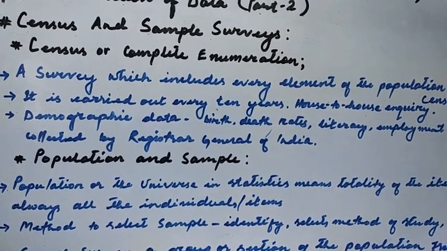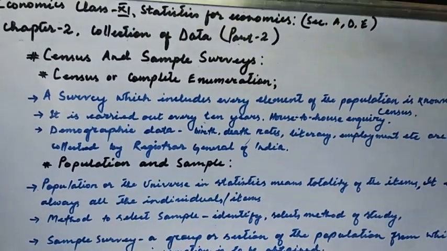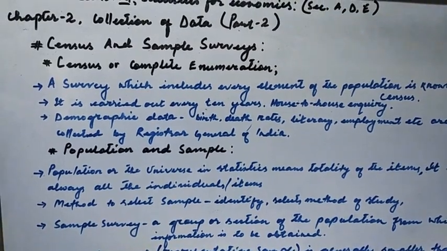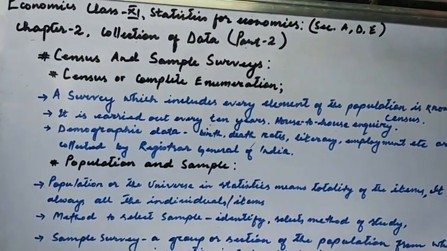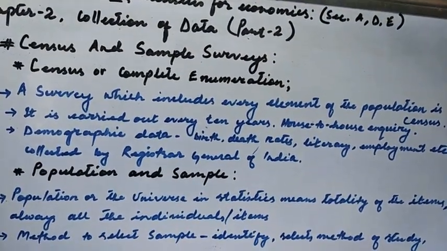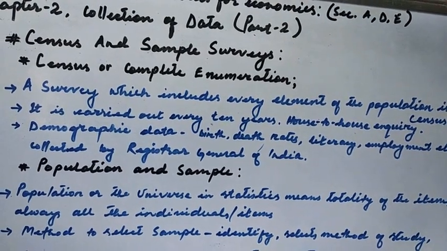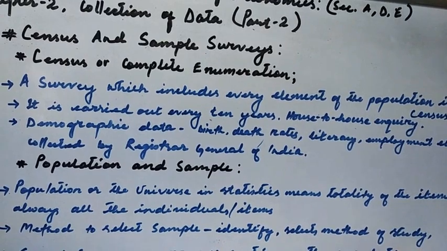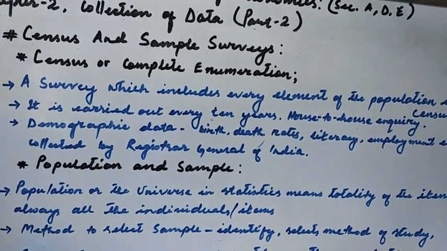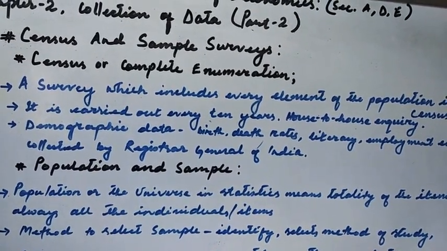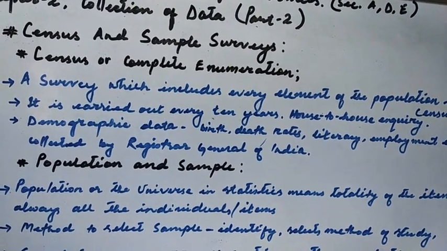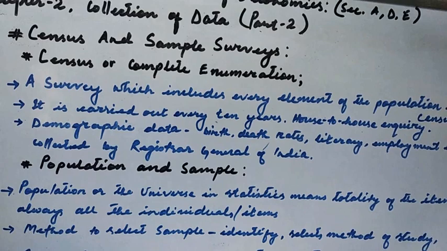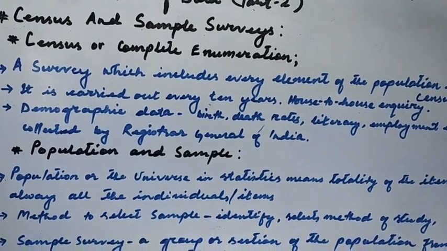And it is carried out every 10 years. And the last census that we have is the census of 2011. According to the census of 2011, the population of India was 121.09 crore, which was 102.87 crore in 2001. So the latest that we have is the 2011 census.